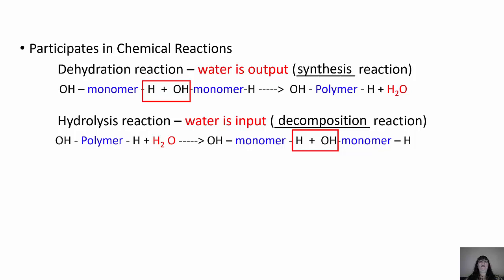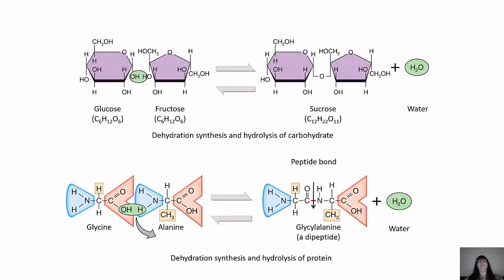And this just shows you have two monomers. You take out that water. Now you have a polymer and water as an output. You have a polymer, but you add water. Now you're left with monomers. So this is showing you dehydration, synthesis, and hydrolysis of carbohydrates and proteins, how the water is removed to form the bond, and then the water is added to break the bond.